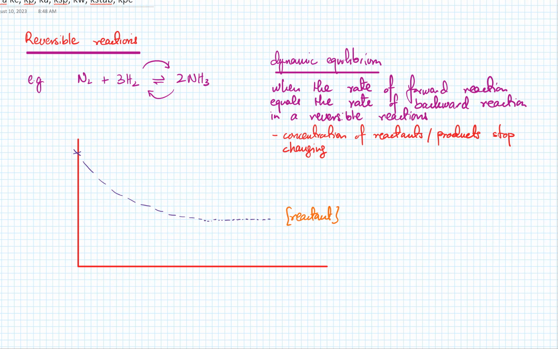Okay, so that's how your reactant concentration would normally change. You start off with a lot of N2 and H2. Slowly they're going to get used up and their concentration decreases. But in a reversible reaction, it never goes to zero. Why does it not go to zero? Because at the same time, your product concentration, which is initially, let's say, 0, starts to increase. And eventually at a certain point, it would probably become constant as well.